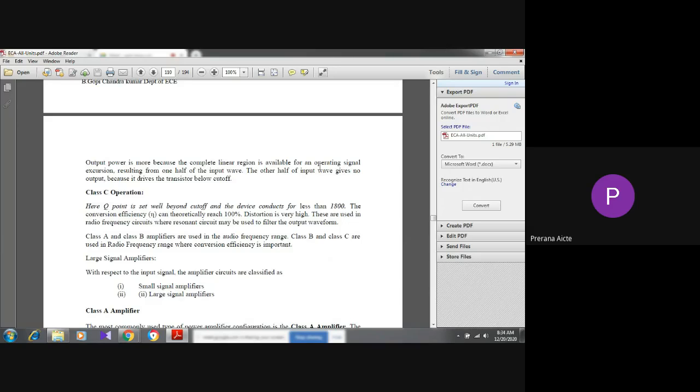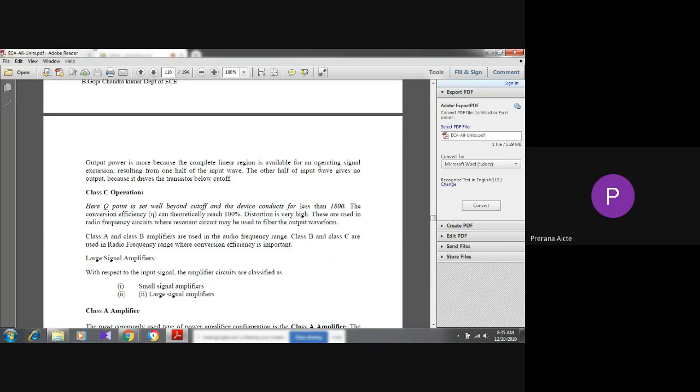Here the conversion efficiency can theoretically reach 100%, which is very high. These are used in radio frequency circuits where a resonant frequency may be used to filter the output waveform. In class C, the conversion efficiency should be approximately 100% theoretically, but practically it is not possible. We may get around 90% like this. The applications of class C are radio frequency circuits, where the resonant frequency may be used to filter the output waves.